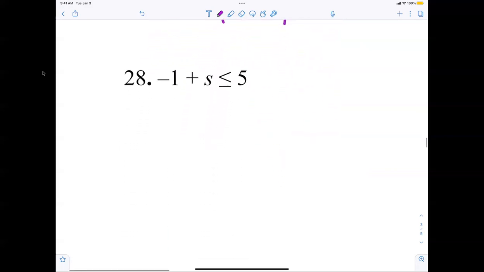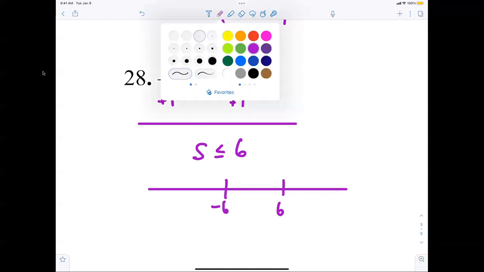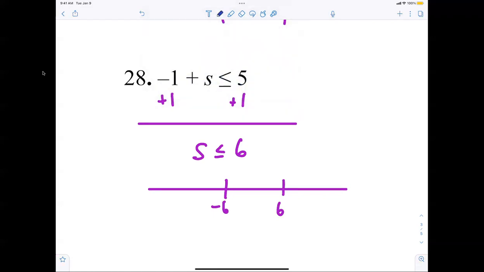All right, Ryan, I think you're the only one. Sorry, you were last. So -1 plus s is less than or equal to 5. So we'd add 1 to both sides, so s is less than or equal to 6. Yes. So on the number line, we'd write -6 and +6, and then we draw a line going left with a closed circle. You are amazing. Thank you.